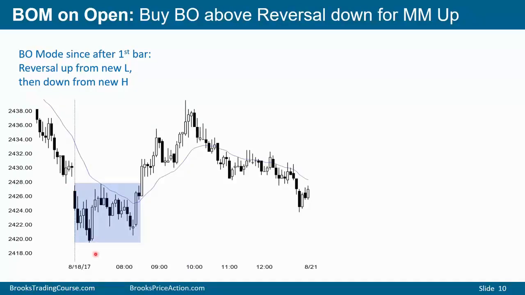New low after the first bar, reversed up, new high, reversed down, and we have about 10 bars, and the breakout's coming after about 10 bars. Reasonable to buy the high. The range is about half of an average day's range.